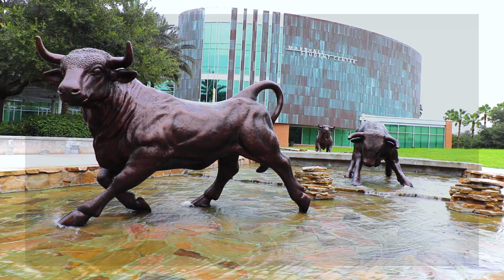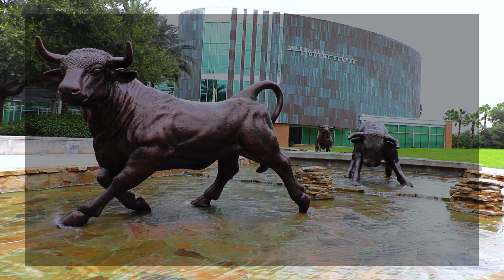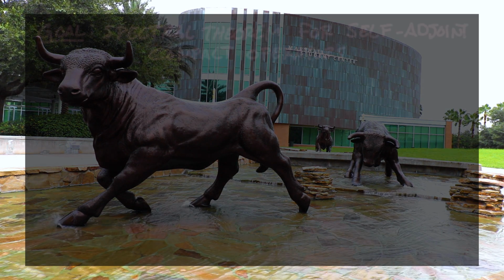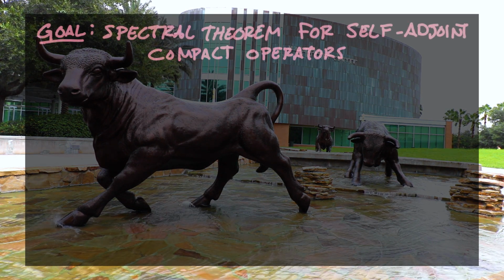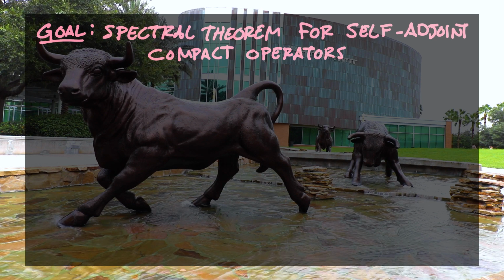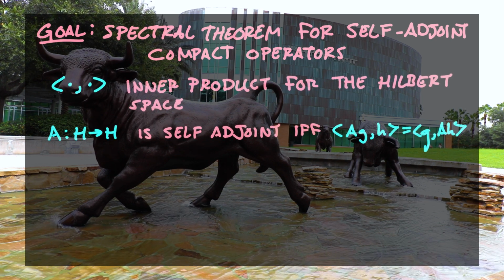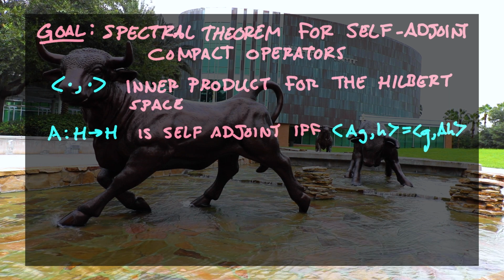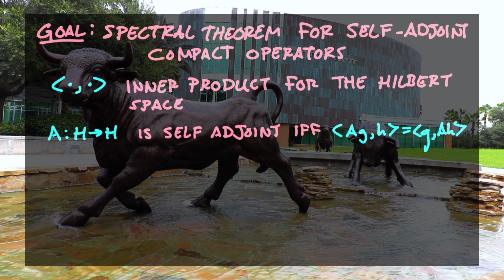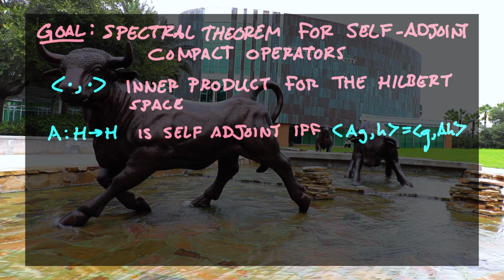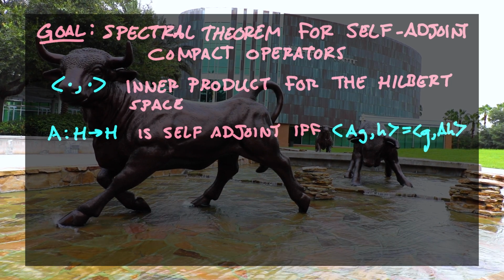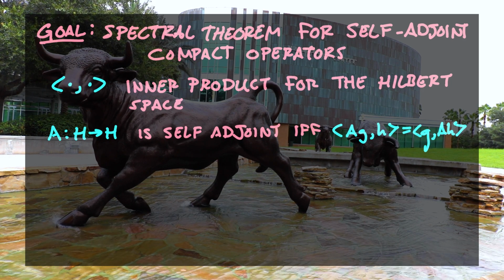So here's the setting. We are trying to prove the spectral theorem for self-adjoint compact operators over a Hilbert space. Remember, every Hilbert space has an inner product, and an operator is self-adjoint if whenever you take two functions in your Hilbert space, say g and h, then write the inner product as A g, inner product with h, the operator can then be moved from the left to the right as g inner product with A h.